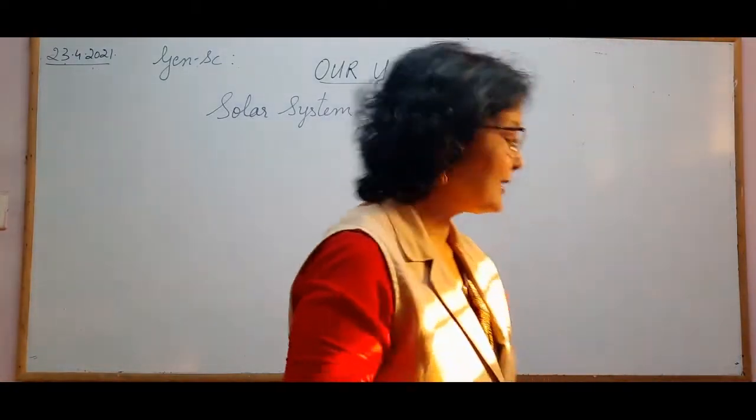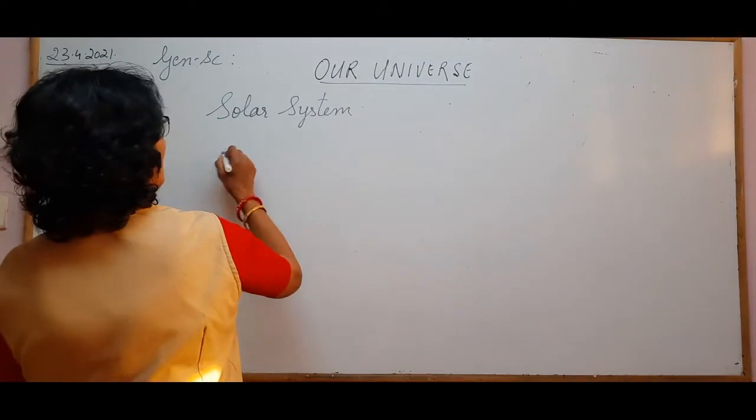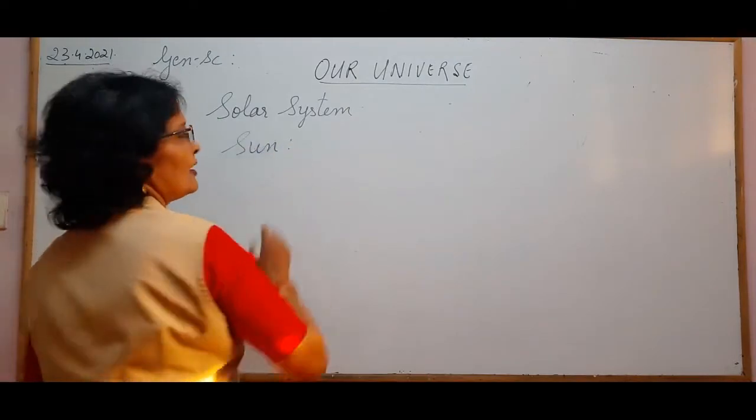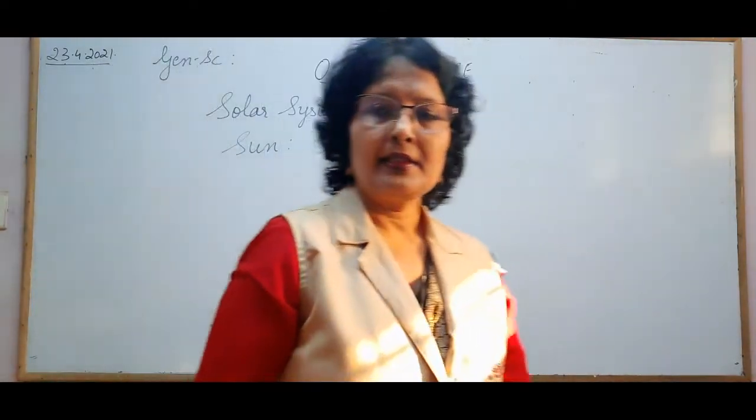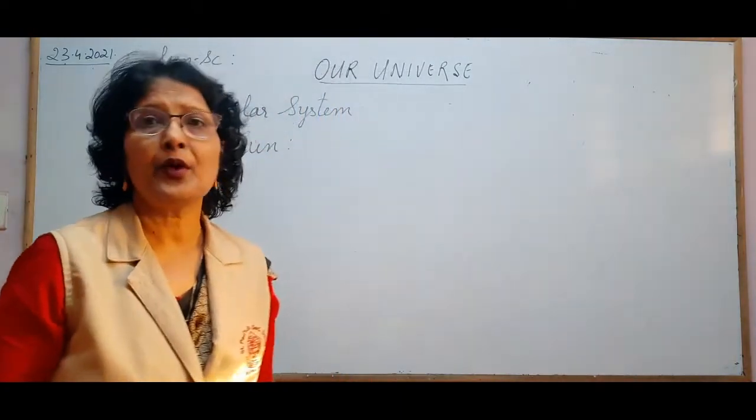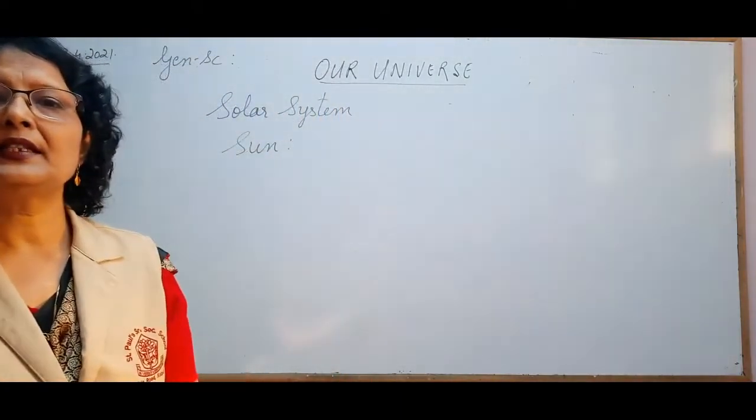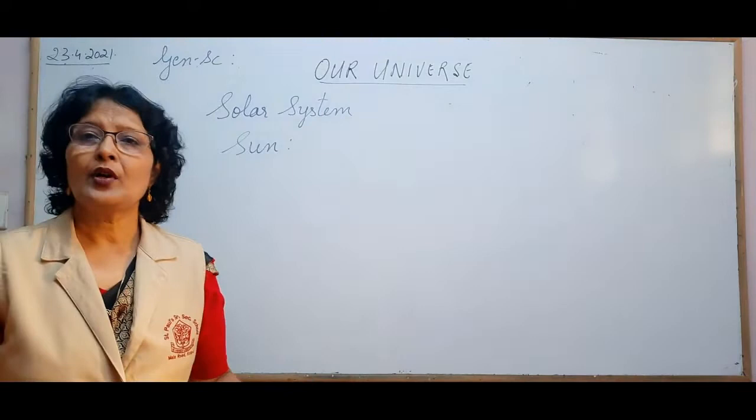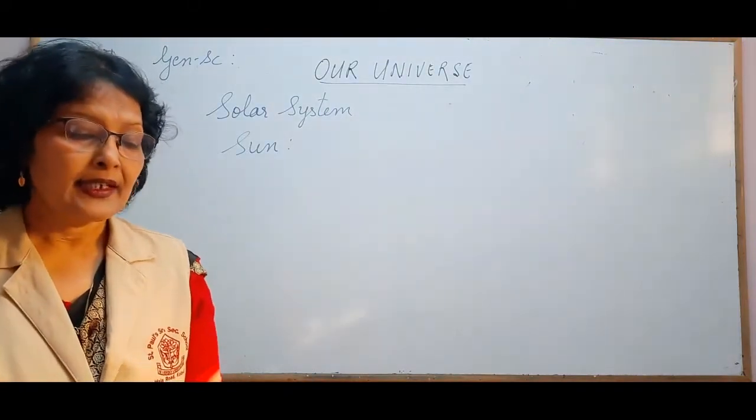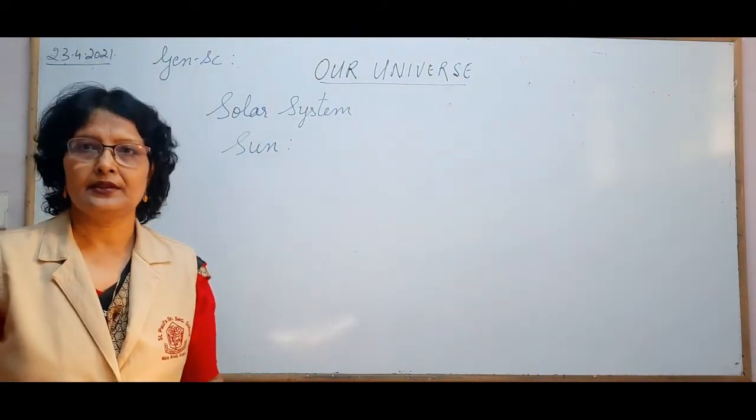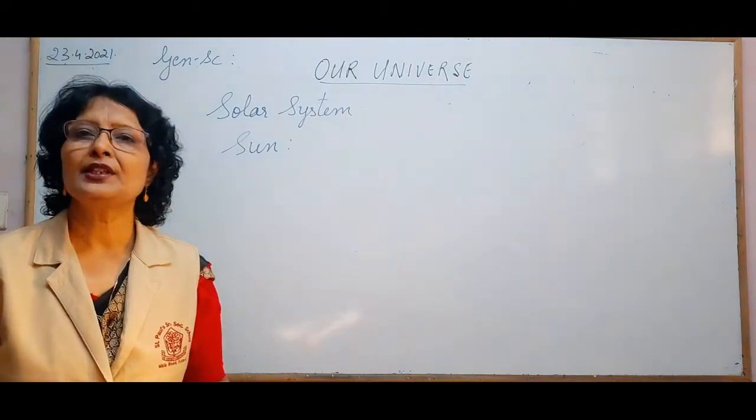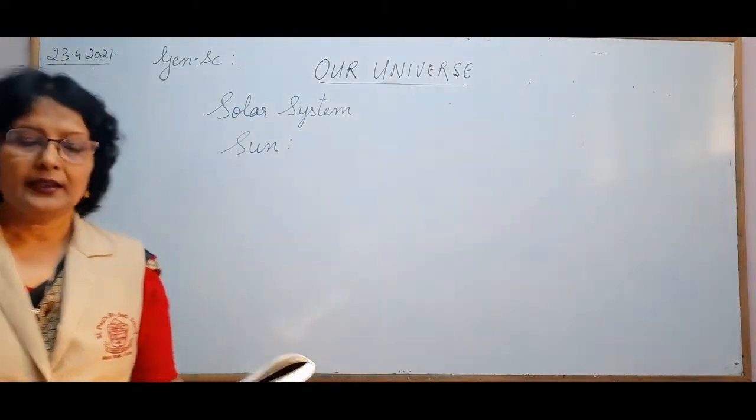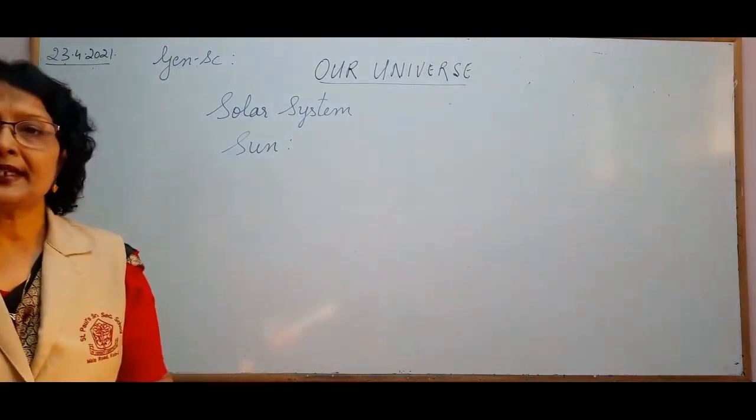Next is sun. Now what is a sun? We have done star, then sun. The sun is a big ball of many hot gases. It is the nearest star to the earth. It gives us heat and light.